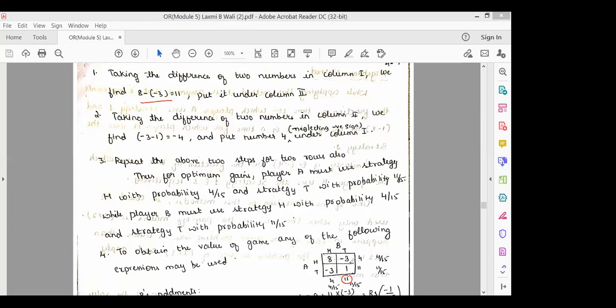The same way for the next column elements, consider the difference. So it is 1 minus -3. 1 minus -3 is how much? 4. So write that difference.